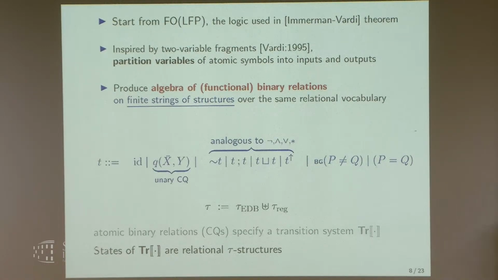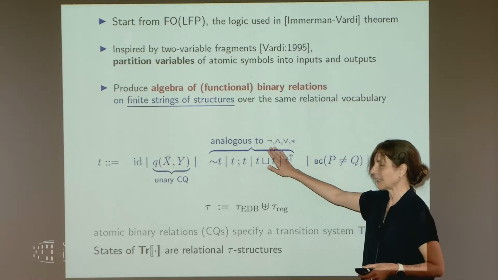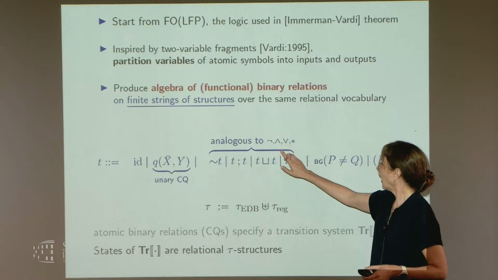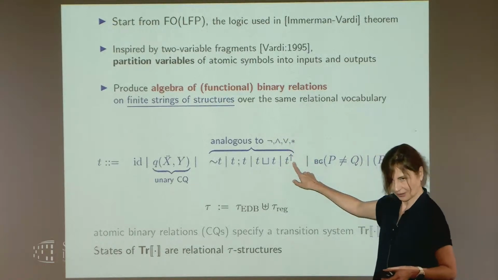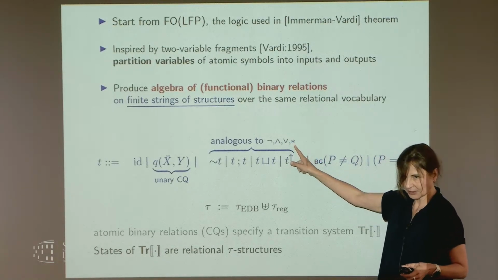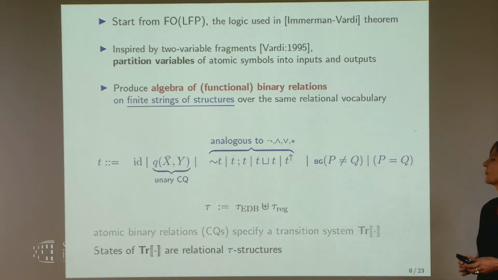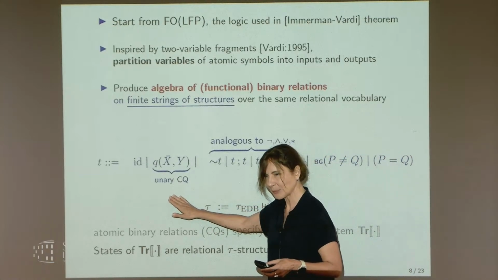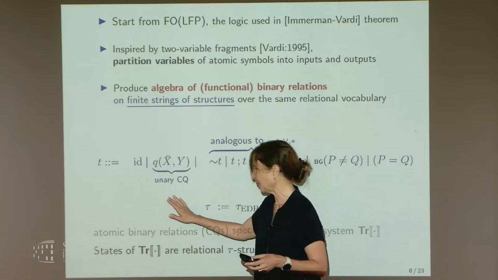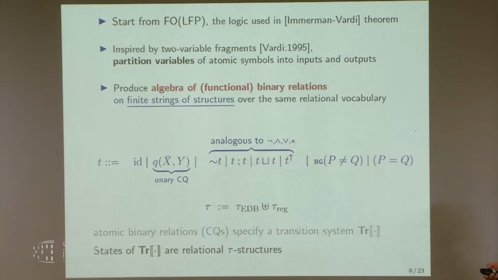Let's look at this algebra. The main connectives are counterparts of classical connectives: negation, conjunction, disjunction, iteration, a counterpart of reflexive transitive closure, or the Kleene star. There are equalities and atomic elements, which I will explain. They are a modification of unary conjunctive queries. There is also an identity. That will be explained back globally.